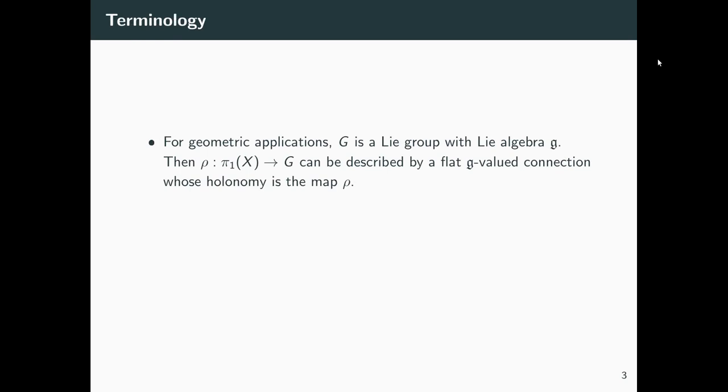The reason I'm calling this holonomy comes from the case where G is a Lie group, like in geometric applications. Then it has a Lie algebra, fraktur g, and the representation rho from pi1 of X to G can equivalently be described by a flat g-valued connection whose holonomy is the map rho. Again, by flat G-valued, I mean little g-valued. Because it's a flat connection, the holonomy map is well-defined, and you get this representation.